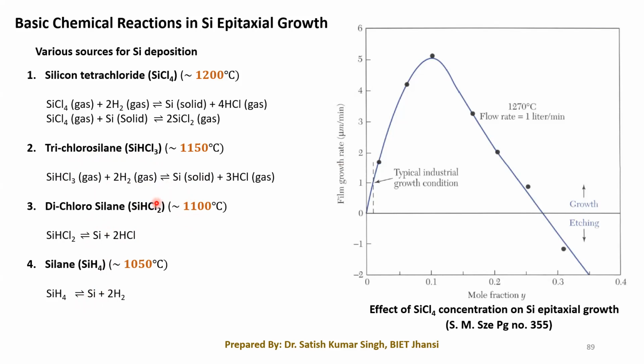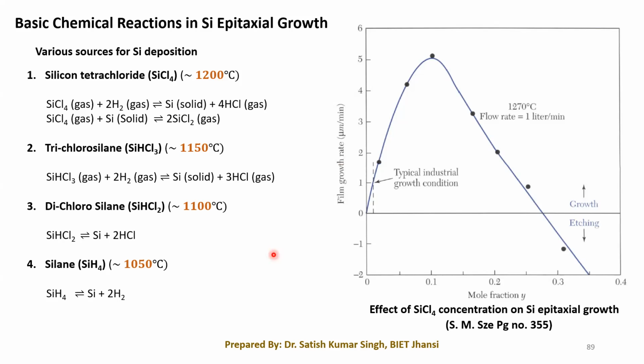Any of these sources can be used. But if you want a low temperature process, then obviously you can go for dichlorosilane or silane gases. If you want a high temperature process, you can go for these other sources.